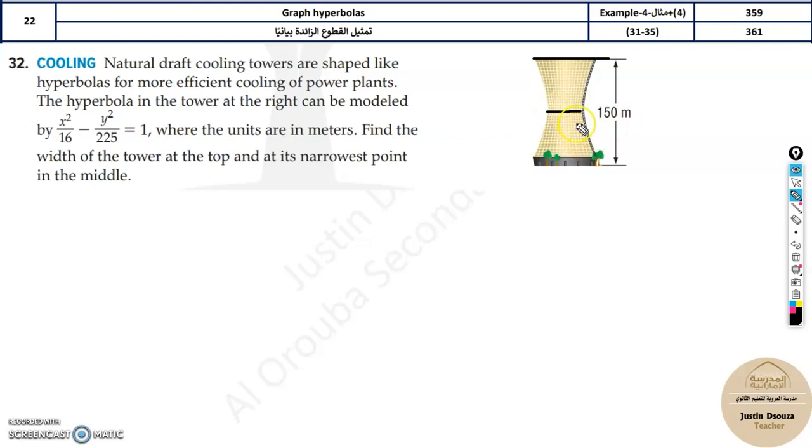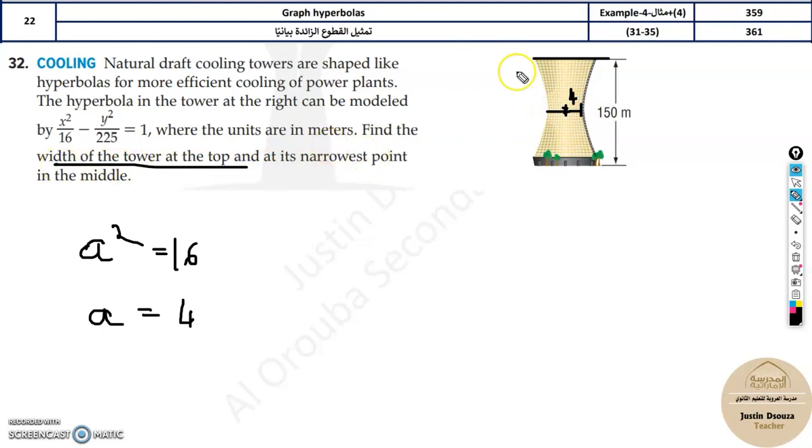So now they have told us to find this thing. Now over here, this would be the origin, right? This would be the center, sorry. Center. Now we have been told the a squared value is 16. So what is the a value? It will be 4. So the a value is 4 over here. Now the total width they have asked, the width at the narrowest point. Can you see this?